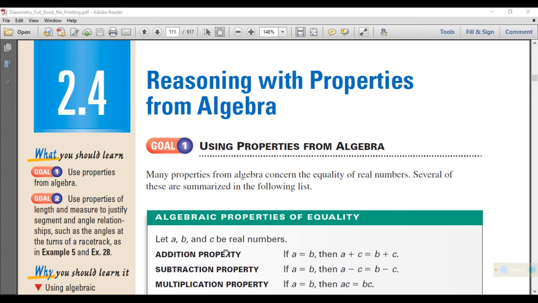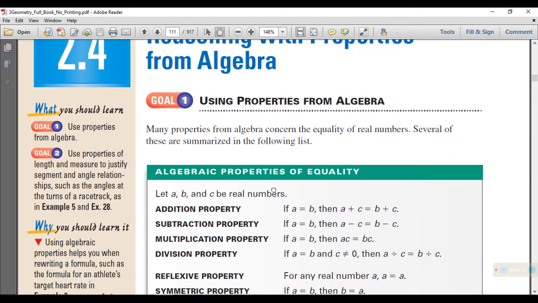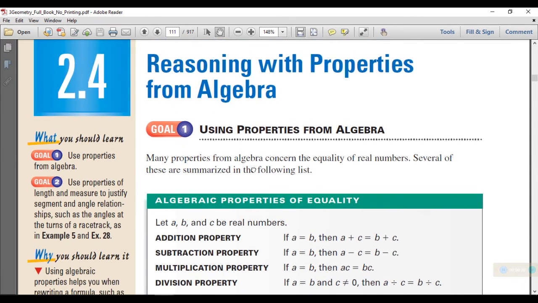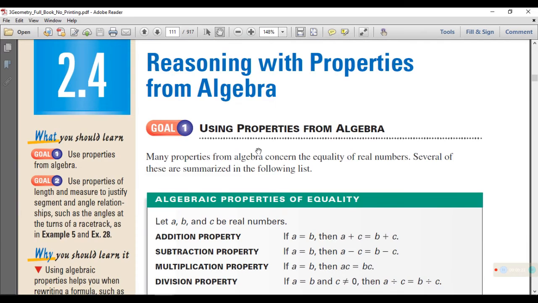This is Miss Rena, and for today's video discussion, we are going to talk about reasoning with properties from algebra. You're already familiar with some of the properties that we are going to discuss, especially these two, addition property and multiplication property of equality. Many properties from algebra concern the equality of real numbers. Several of these are summarized in the following list.